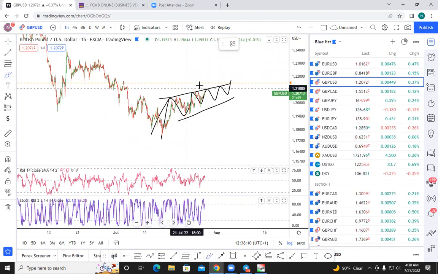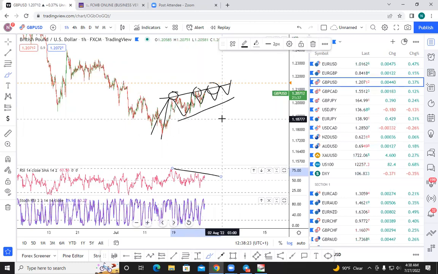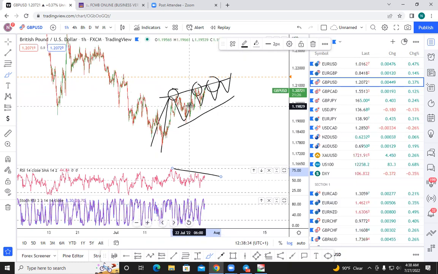Why do I say there is divergence? You see that this high here is higher than this high. Okay, and if you look at the indicator, it's not so. You are having a lower high. That means that there is a loss of volume to the upside. And whenever there is loss of volume to the upside, it is a signal that you are going to get a move to the downside. Is that okay?